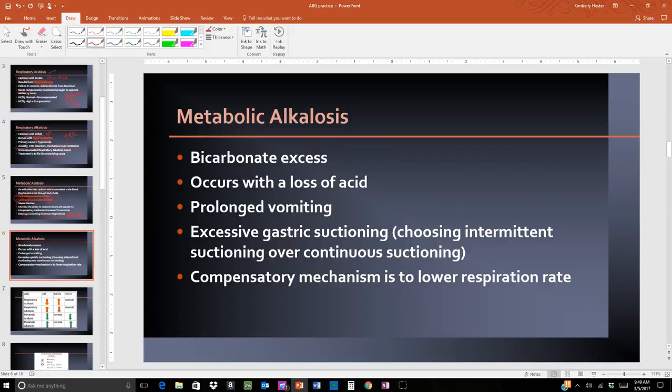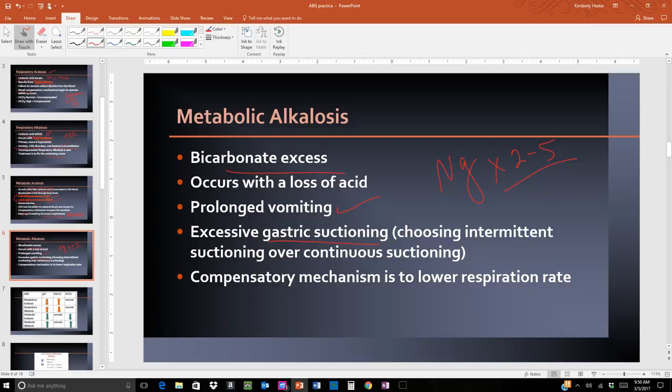For metabolic alkalosis, this is going to be a bicarb excess. So this is your bicarb excess, and this is going to occur with a loss of acid. You're going to see this in patients that have prolonged vomiting, or you might see it in your GI type patients that have excessive gastric suctioning. So if you have somebody that has an NG to suction and it's been on for 2, 3, 4, 5, and 6 days, depending on whatever their medical diagnosis is, then these patients run the risk of going into metabolic alkalosis.